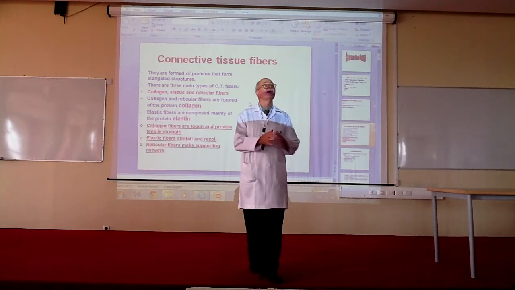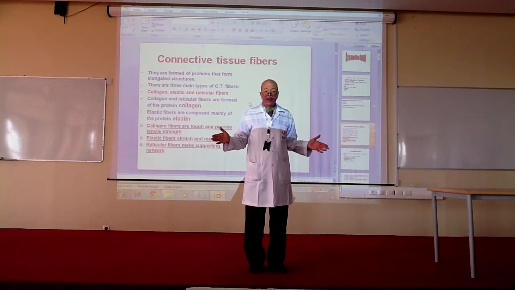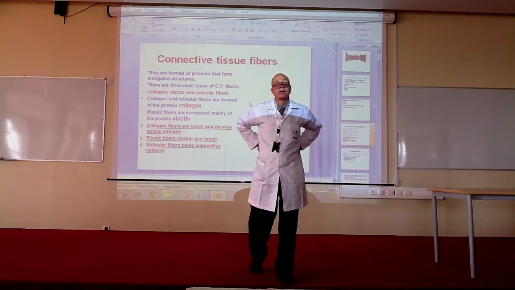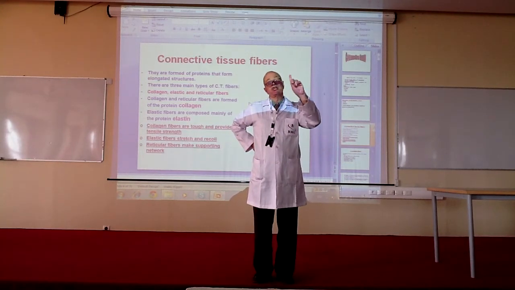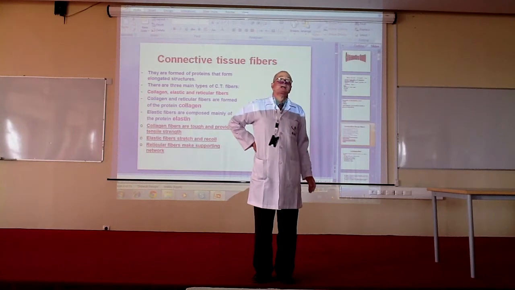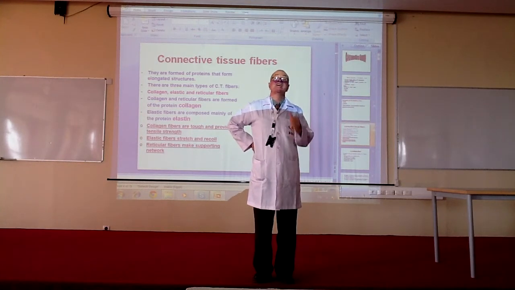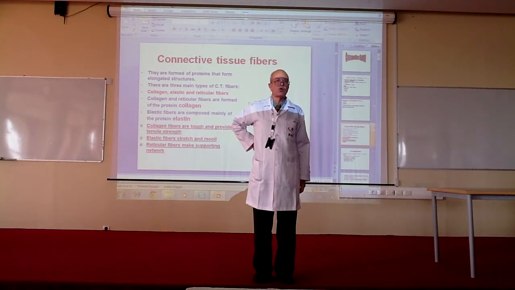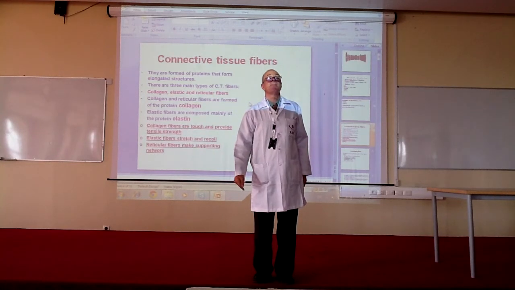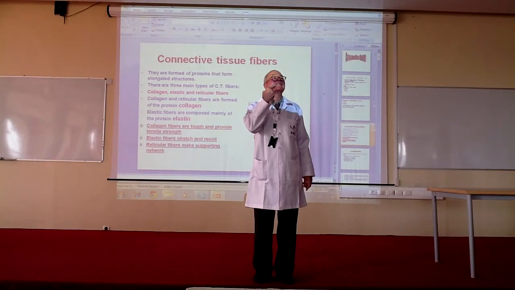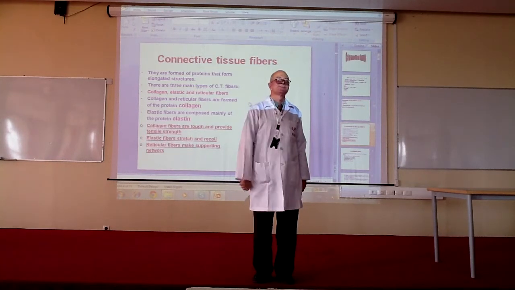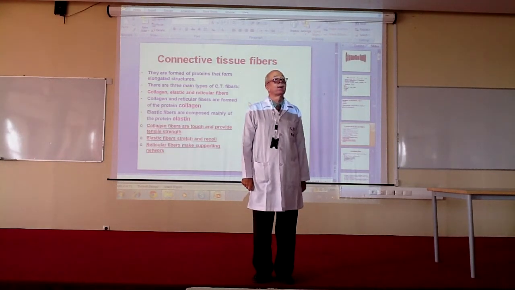Do you have any questions? Doctor, the collagen is white? The collagen fibers contain type 1 collagen which appears white. Type 1 collagen is present in the tendon of muscle. It appears white. It is present in bone. White. It is present in dentin. White.